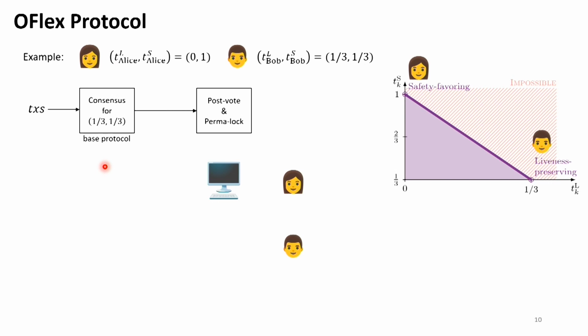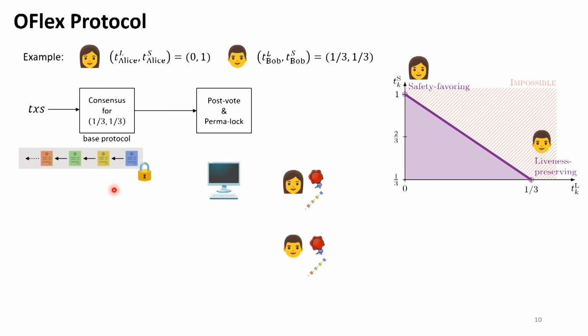And then on top of this protocol, we apply some additional actions that the validators will do, which we call post-vote and permalock. What does this mean? The base protocol gives you a certain chain that it outputs. And whenever this chain grows, the validator broadcasts a post-vote message. It's called a post-vote because it's a vote after the protocol, and it's a signature on this chain that the validator saw. Not only does it send this post-vote message, it locks onto this chain.